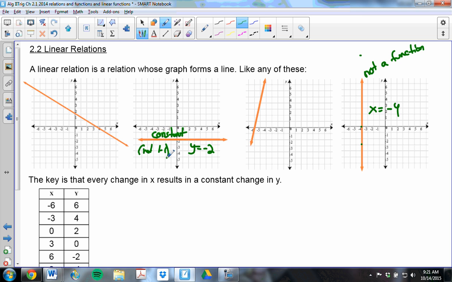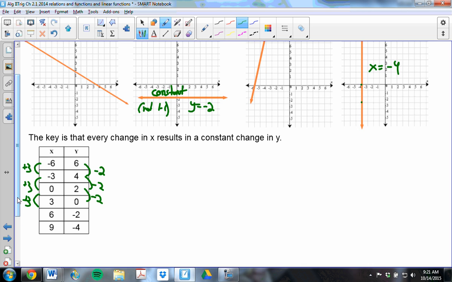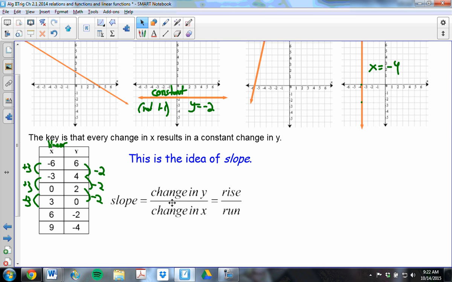You can also tell the function is linear by looking at its table. If there's a constant change from the x's to the y's, this is going down 2, right 3, down 2, right 3, down 2, right 3. It's doing that all the way through. And this means that this table represents a linear function. If it's linear, it's going to be a function unless it's a vertical line. It's the idea of slope. If the change in y is the same as the change in x, if your rise and your run are always the same, you have a linear relation.